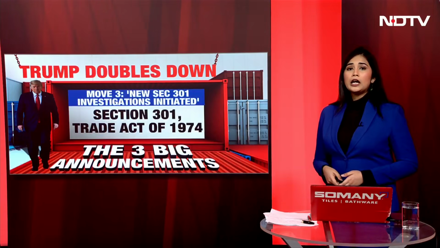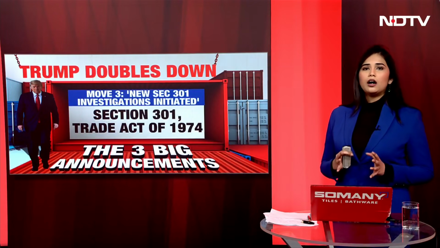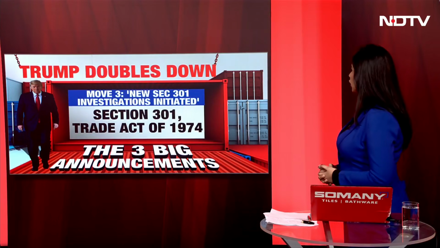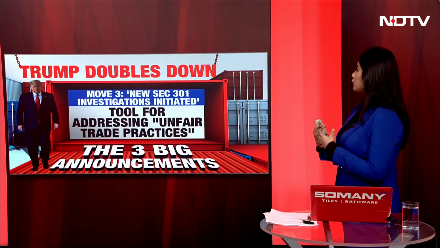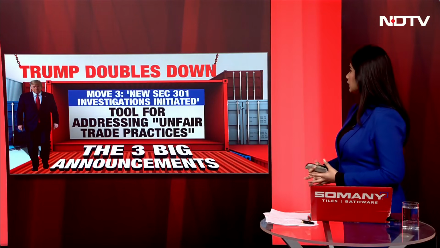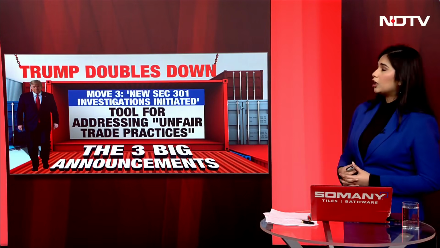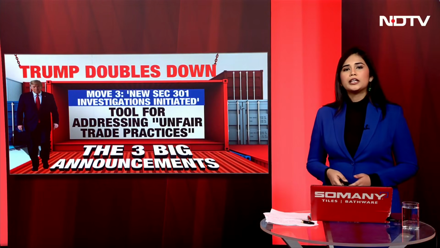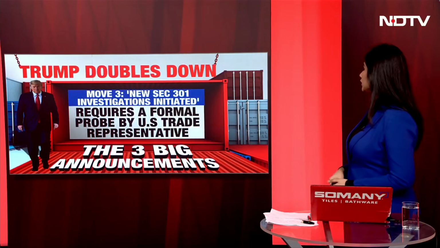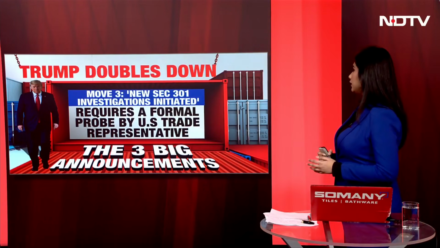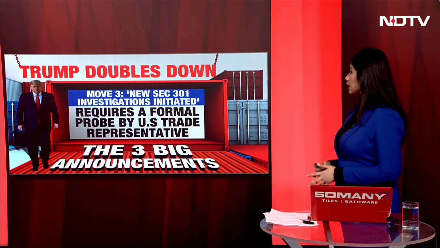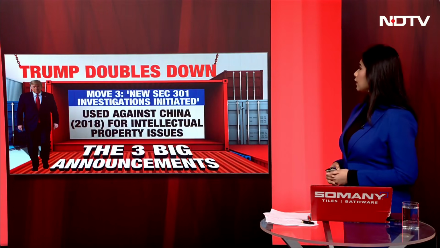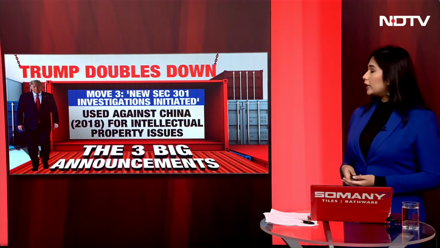The next move he essentially imposed was Section 301 of the Trade Act of 1974, where fresh investigations have now been initiated. This is going to be a tool which the US President will use to address unfair trade practices. However, a key thing to note here is that this act requires a formal probe by the US Trade Representative and the US Trade Department. So, we're going to have to see, it's not going to be an immediate impact.